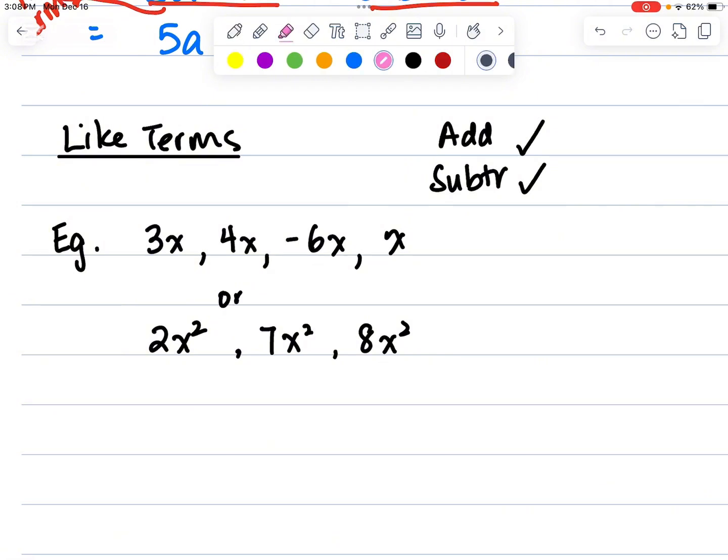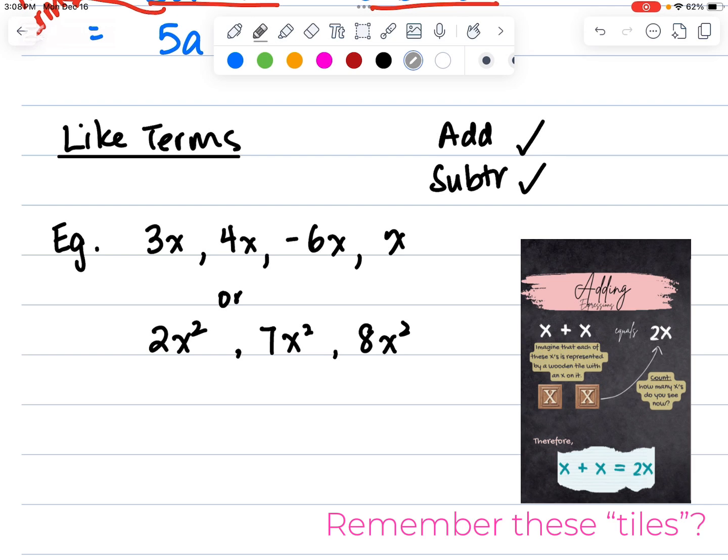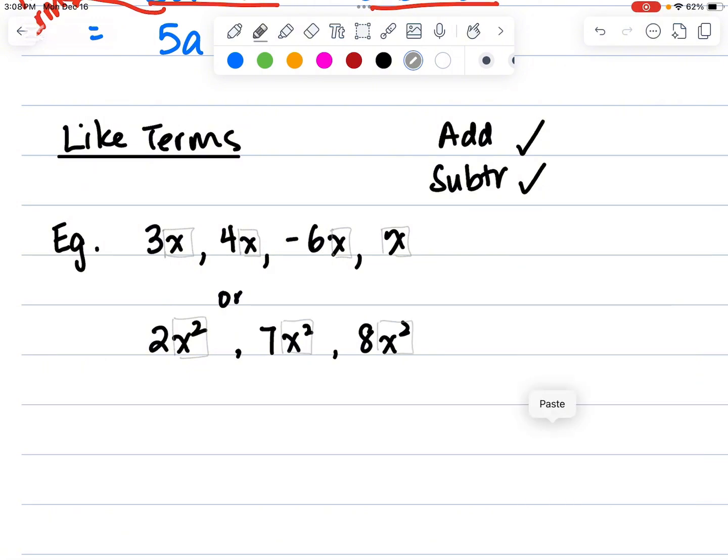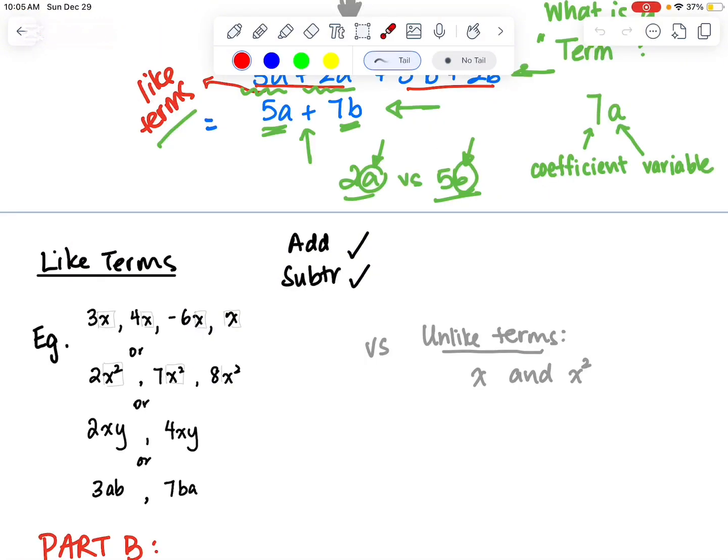Okay, so I want to draw it kind of like a tile. So I'm going to put a square around this. Basically, for these like terms, they all have the same thing on the tile. Same with this, they each have the same thing written on their tile. So it is important for us to understand what terms are like terms versus terms that are unlike from each other. And the reason is because we are allowed to add and subtract like terms, but we're not allowed to add or subtract unlike terms.